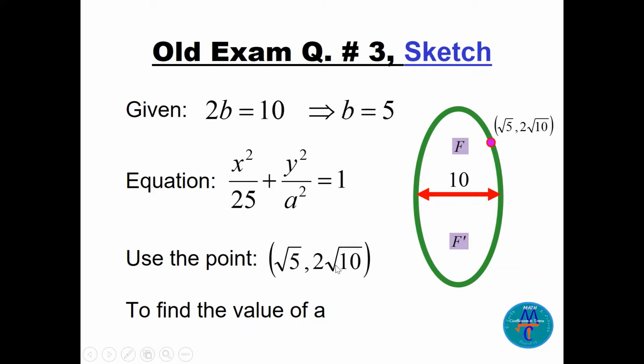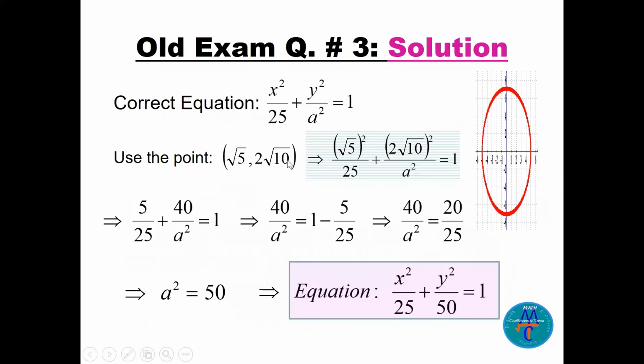Use the point here. This is the point x and y. You can replace it in the equation. So when you replace this x, square root of 5, you square it, you get 5 over 25. You square this one, this is 4 times 10, so that's 40 over a squared. Take this on the other side, you will get 40 over a squared is equal to 20 over 25. So a squared will be 50. So the equation becomes x squared over 25 plus y squared over 50 is equal to 1.